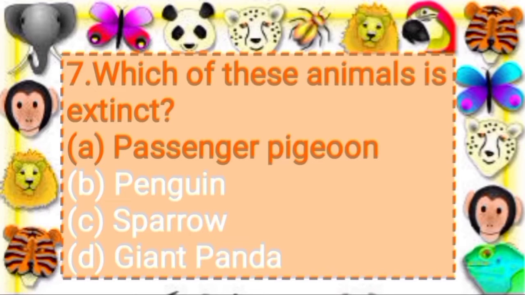So as you know that some animals such as the dodo and passenger pigeons have already disappeared from the earth, and these are called extinct animals.